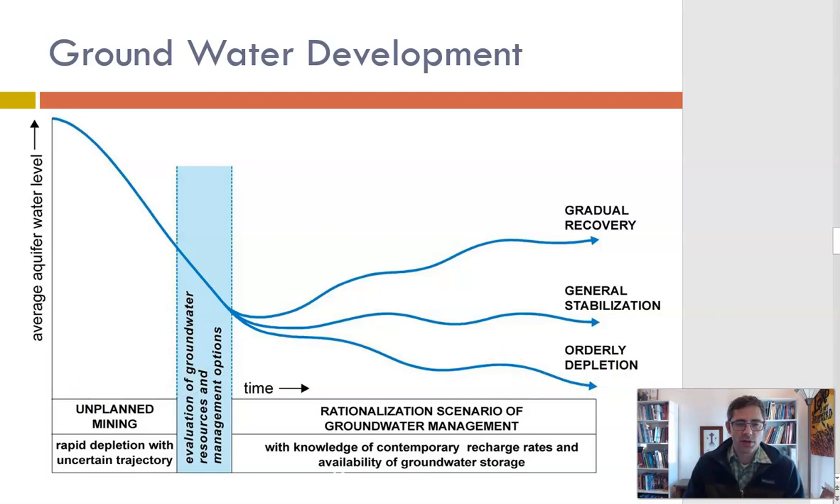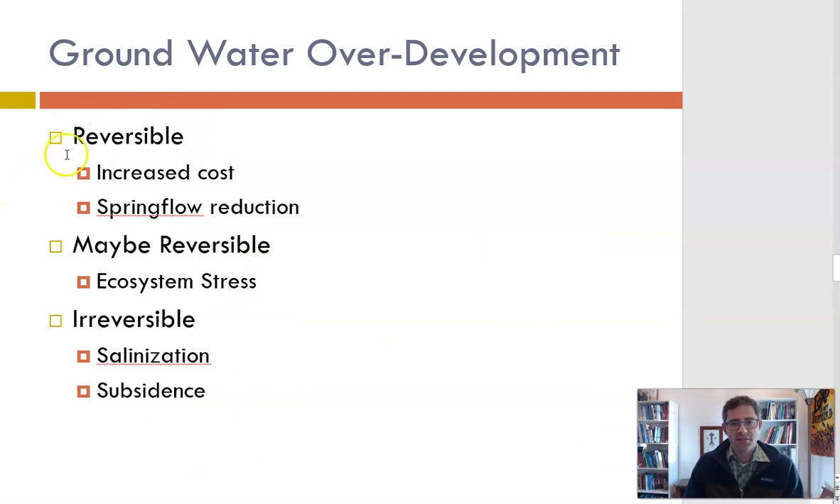But the problem with overdevelopment is that some problems that can arise are reversible. As the water level drops, I have to pump the water up a higher amount, so I have to add more energy to pump it out. By drawing down the water level in the aquifer, I'm increasing the cost of pumping, but I also potentially have to drill wells deeper to get to the water. Those are increased cost things where if I stop pumping and let the water level recover, that's a reversible problem, right?